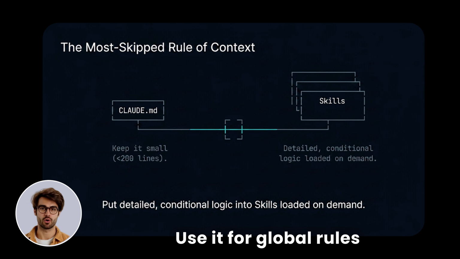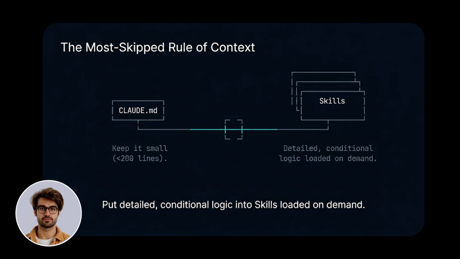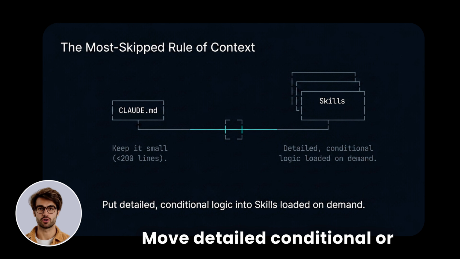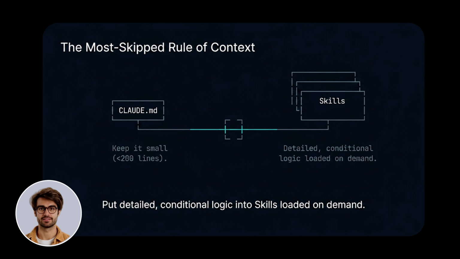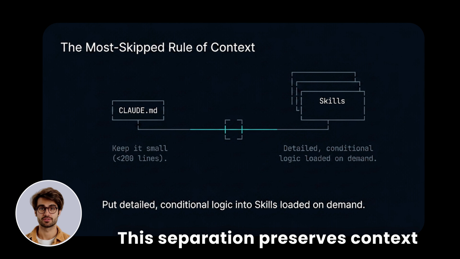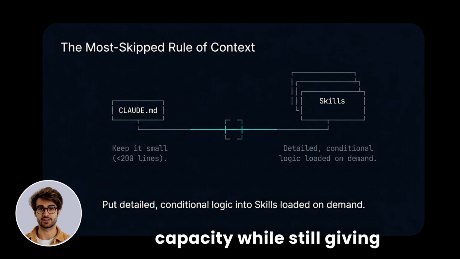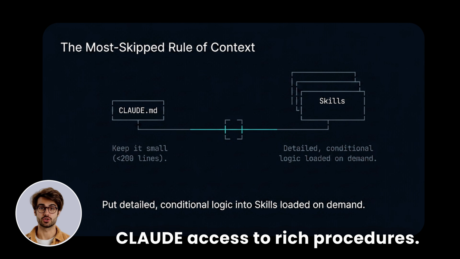The key rule of context is to keep Claude.md small, ideally under 200 lines. Use it for global rules and stable memory only. Move detailed, conditional, or task-specific logic into skills that load on demand. This separation preserves context capacity while still giving Claude access to rich procedures.